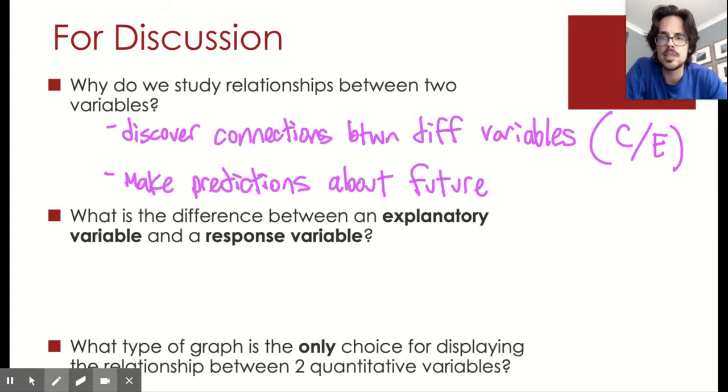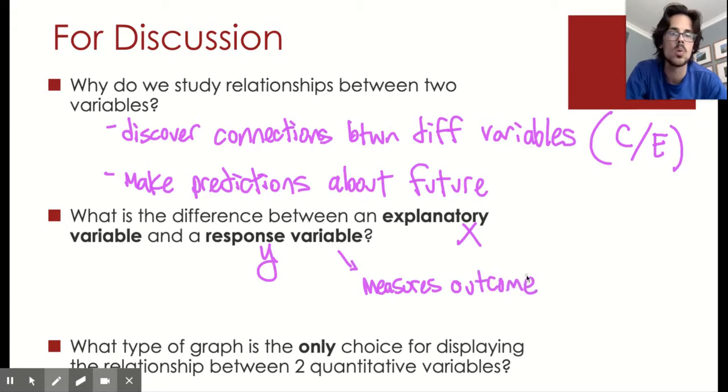We've already talked about this next point before, so this is a complete review. When you define your variables here, the explanatory variable is going to be your x, and the response variable is going to be the y. The response variable measures an outcome of some sort. So it's whatever you're trying to measure, whether it be test score or, I don't know, gas mileage, anything really. So your response variable is going to be the outcome you're trying to measure.